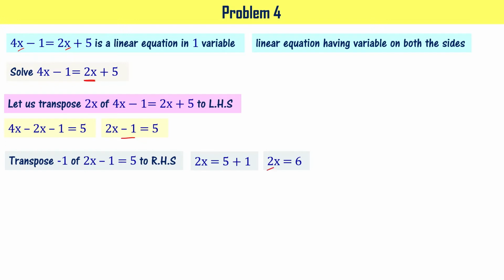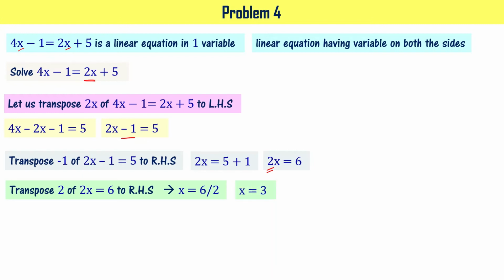It means we have to transpose this number 2 to the other side, from the left hand side to the right hand side of the equation, right? When you transpose, since it is multiplying x on this side, it is going to divide 6 on the other side, right? So now you can write it as x equal to 6 by 2. It means x equal to 3. So x equal to 3 is the solution we are looking for. So let me write that: x equal to 3 is the solution to the equation 4x minus 1 equal to 2x plus 5.